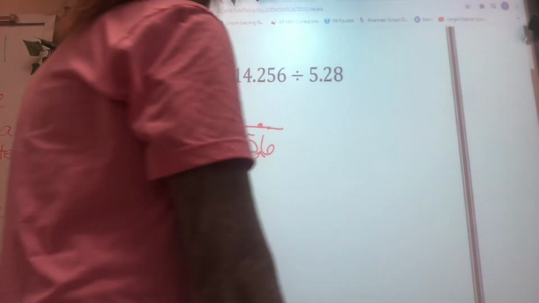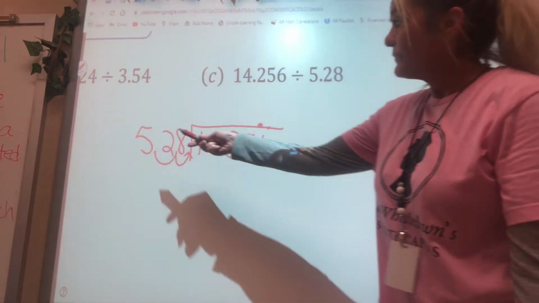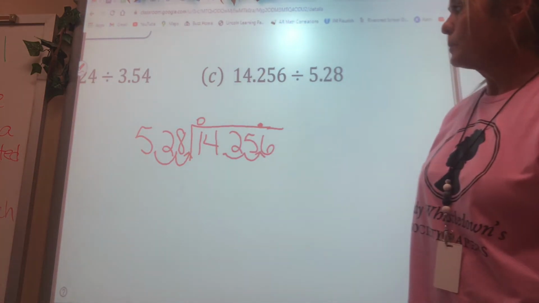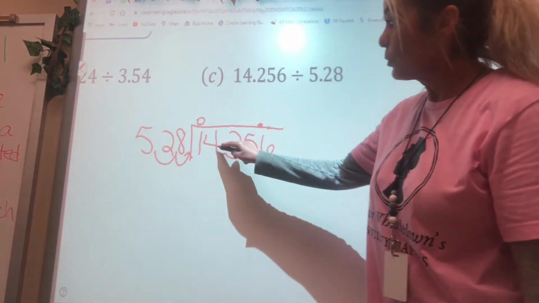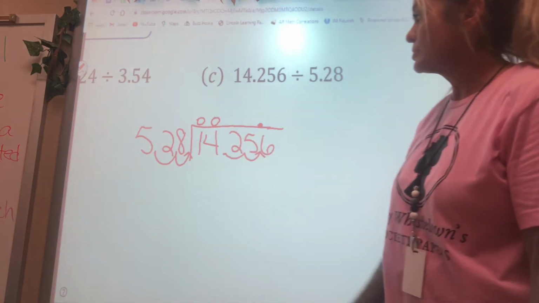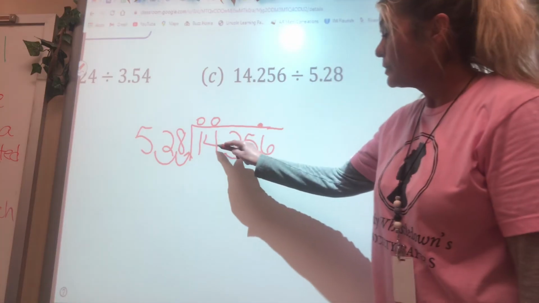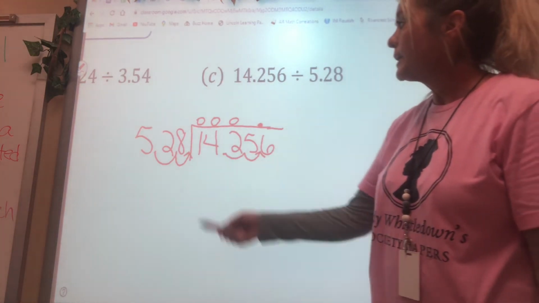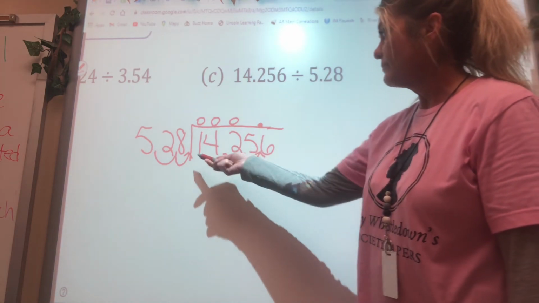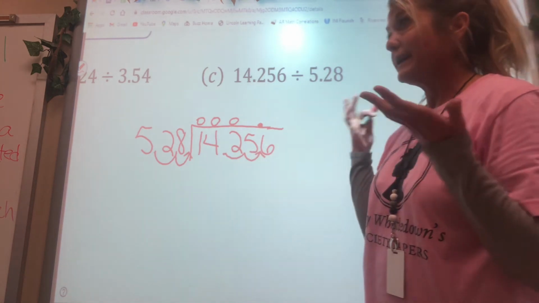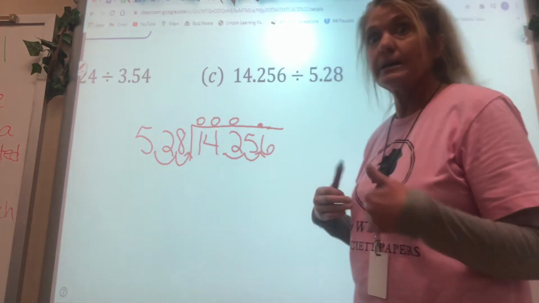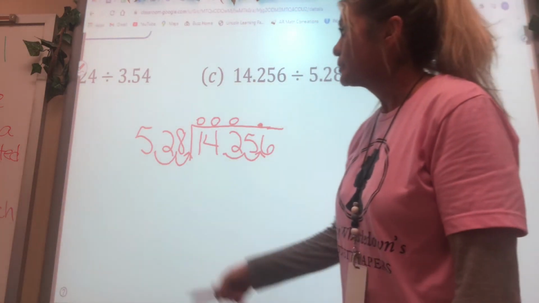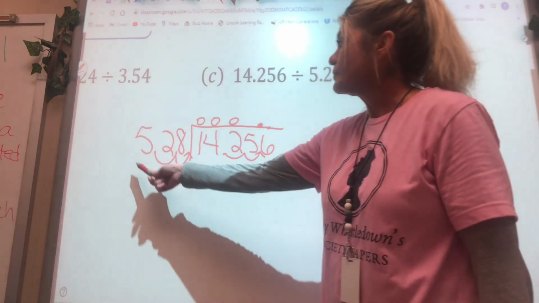All right, now 528 won't go into 1, so we placeholder 0. It also won't go into 14, so we placeholder 0. It won't go into 142, so we placeholder 0. But it will go into 1,425. But I have no idea how many times. I want to get a starting place so I don't have to try every single number in the world. So I'm going to start with that outside number.